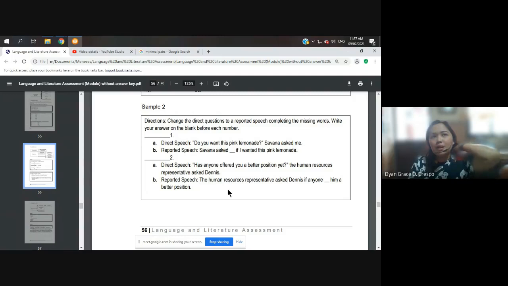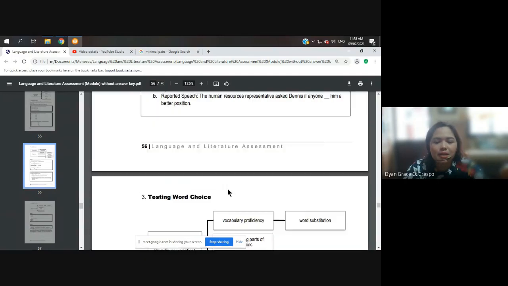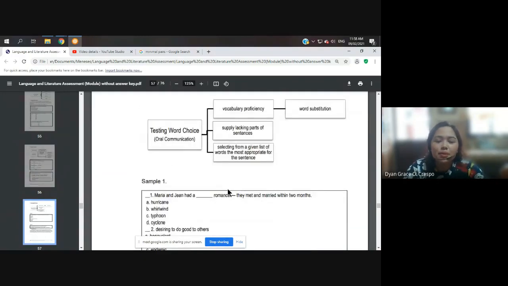Okay, for example, if this someone is already speaking about the past, so past tense yung gamit niya, tapos narinig ng isa, kinwento niya, so double past. So, double past din dapat yung tenses ng verb. As you can see, it changes. Okay? Next one is testing the word choice.